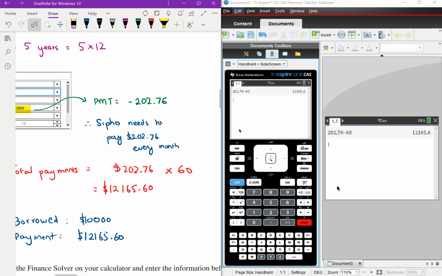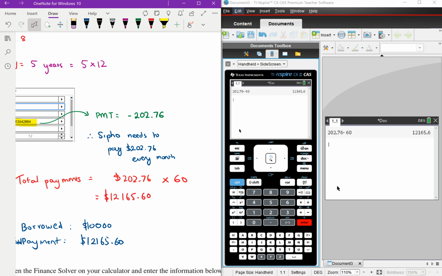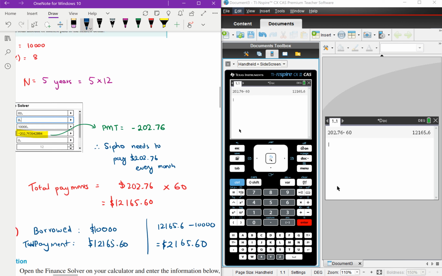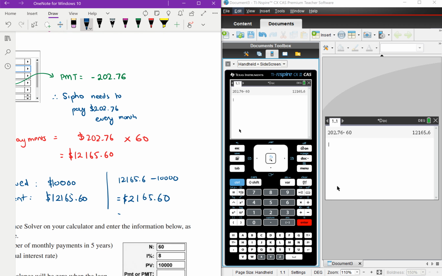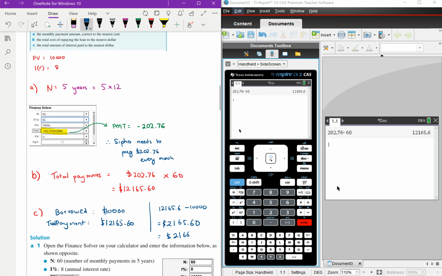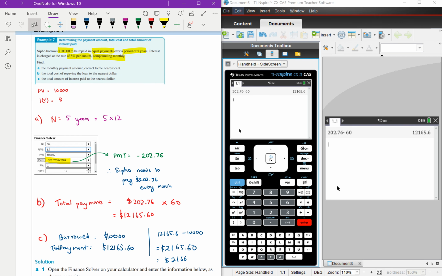So how do you work out that interest? You simply take the difference between them. Therefore, 12165.6 minus 10,000 gives you the interest, which is $2,165.60. That would be the amount of interest that has accrued over the 5 years. But they said to the nearest dollar, so that would be $2,166 in terms of interest that they had to pay.